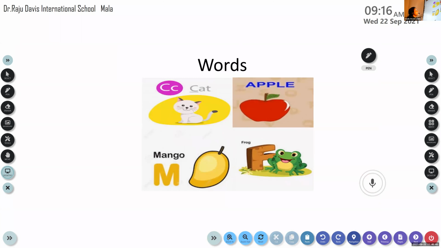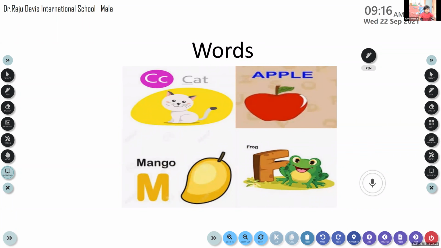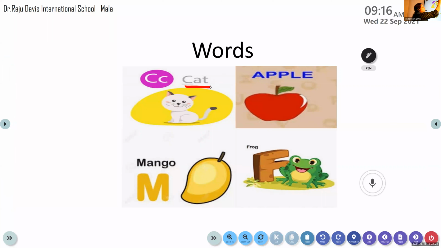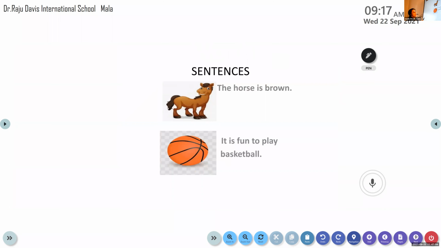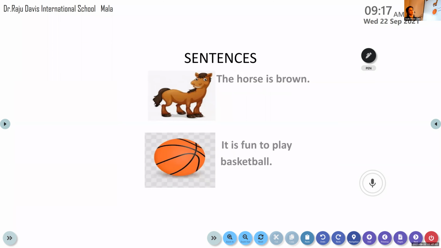Now, when the letters are joined together, we get words. So cat is a word. Apple. Mango. Frog. Page number 7. So when the letters are joined together in the proper order, we get words. Clear to all of you? Yes. When the words are joined in the proper order, what do we get? We get a sentence. Is that clear?